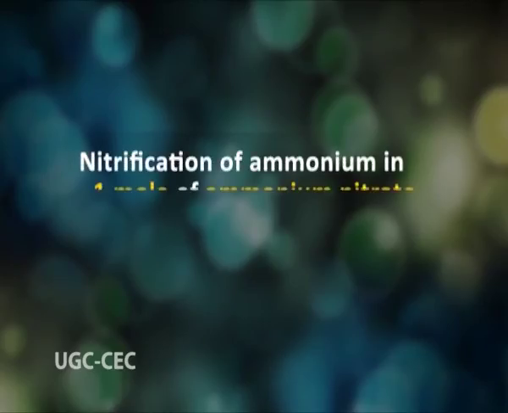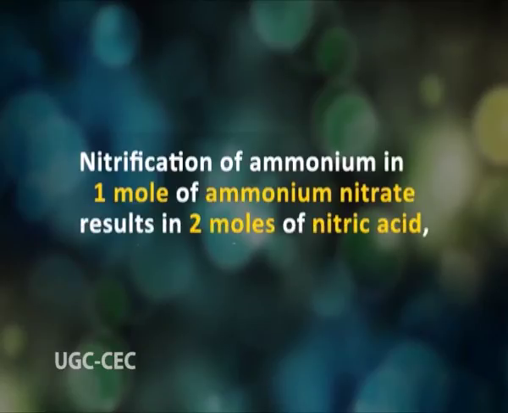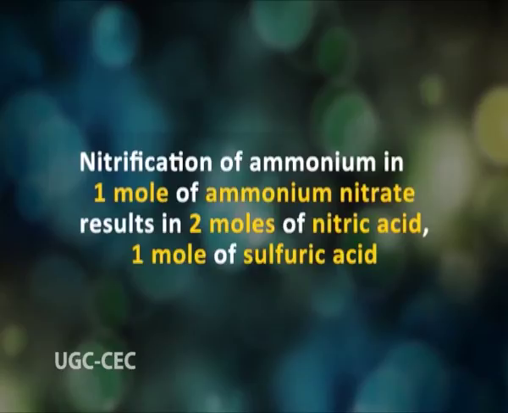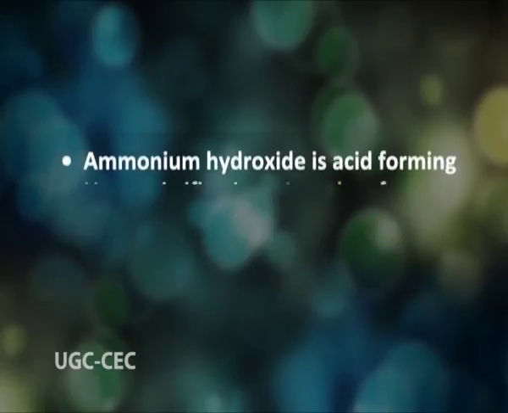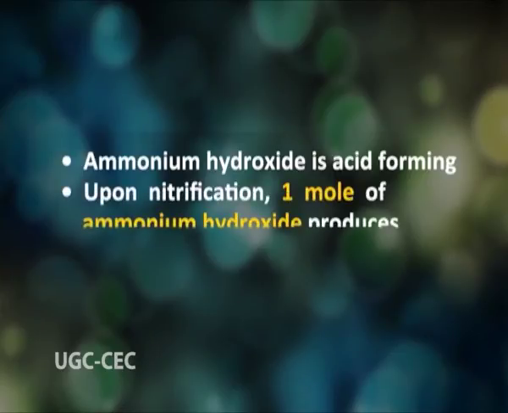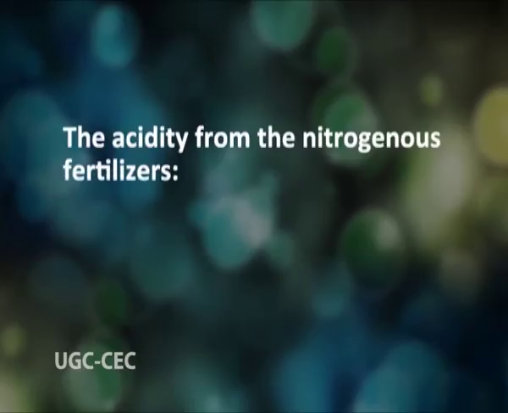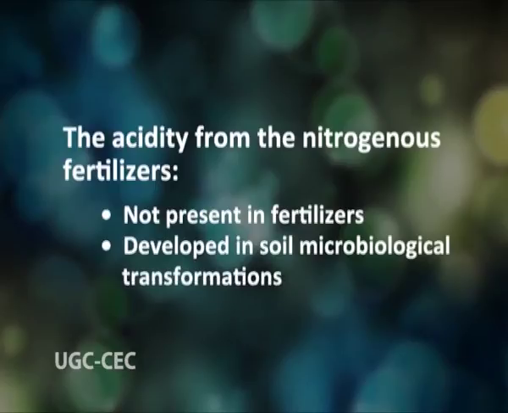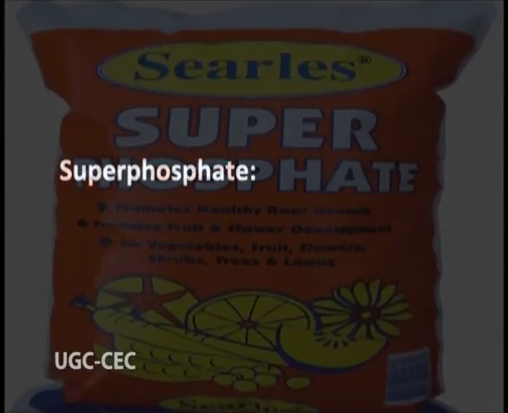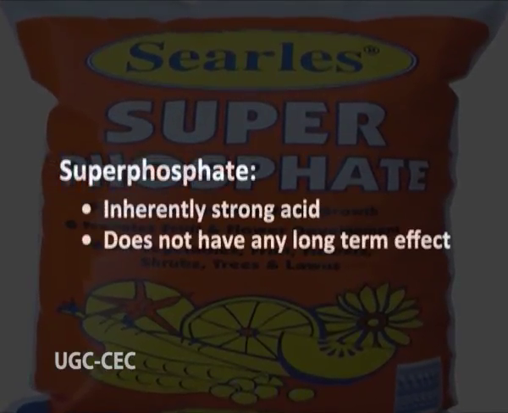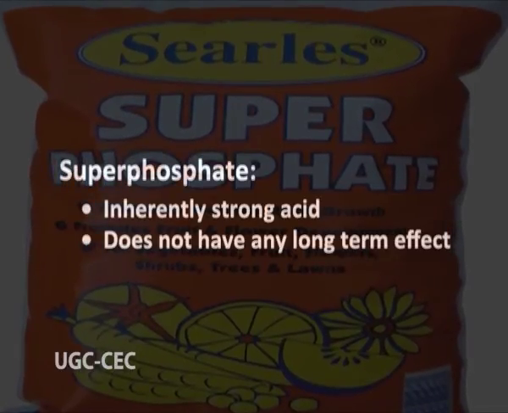Nitrification of ammonium in 1 mole of ammonium nitrate results in 2 moles of nitric acid and 1 mole of sulfuric acid. Even ammonium hydroxide is acid forming. Upon nitrification, 1 mole of ammonium hydroxide produces 1 mole of nitric acid. The acidity from the nitrogenous fertilizers is not present in the fertilizers but is developed in the soil by microbiological transformations of the common fertilizer material. Superphosphate is the only one that is inherently strong acid but does not have any long-term effect.